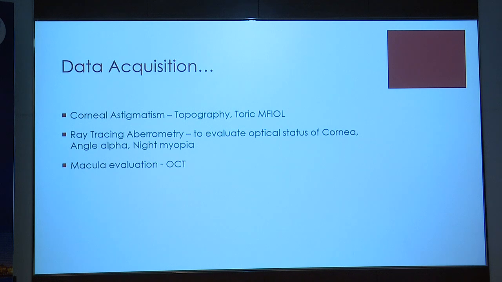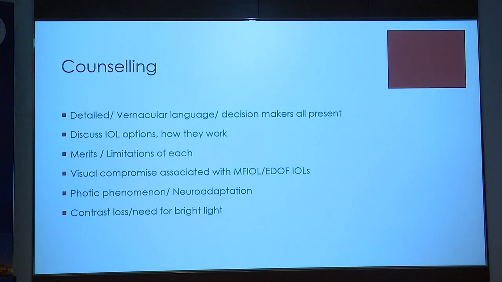If you've got astigmatism, do a topography to rule out non-orthogonal astigmatism, and choose one of the lenses in this platform which has a toric offering, and most of them do.